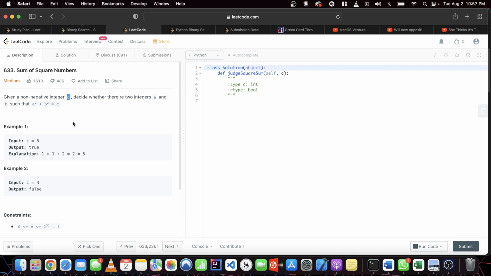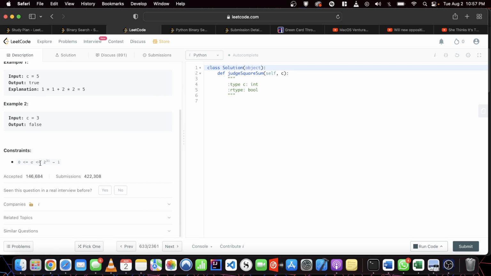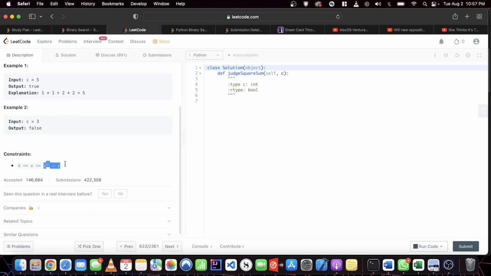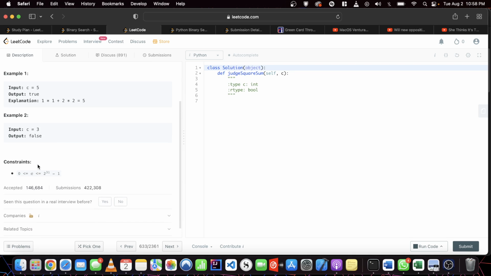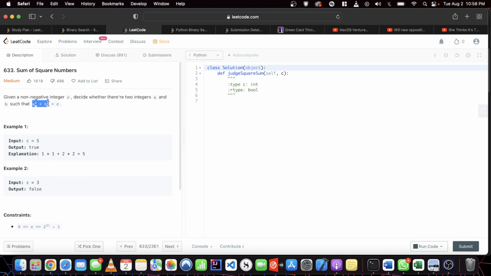So c could be anywhere between 0 and some billions, so this is a very large input. Our search space for the possible values, which add up to c, is important. Once you square them, they're definitely less than c. If it was just a plus b equal to c, they would definitely be less than c.